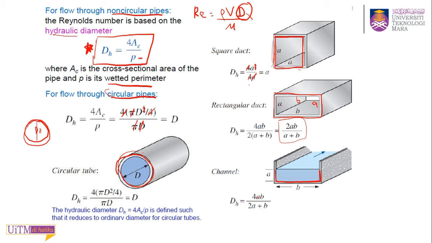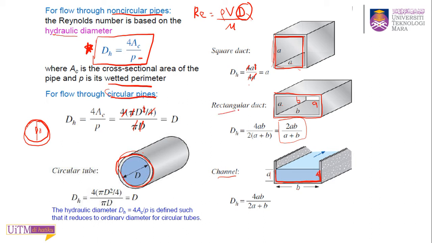So you have again P, 4 times the area. The area for this channel is A times B, with the fluid, only where there is fluid. So 4 times A times B, 4AB, divided by the wetted perimeter A plus A plus B, so it will be 2A plus B. So this is your hydraulic diameter for channel. It will be different with different geometry.